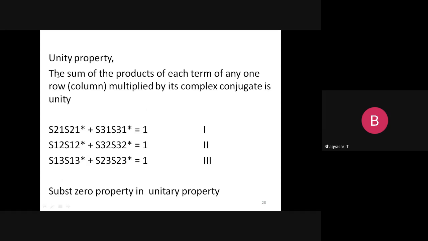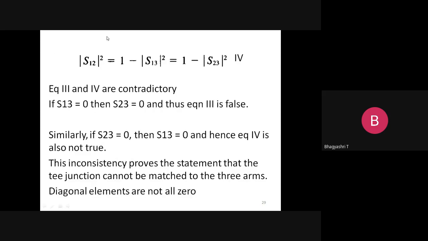Now the next property is the unitary property. In the unitary property, the sum of products of each term of any one row or column multiplied by its complex conjugate is unitary. Unitary means 1. So this is S21, sorry, S12, this is 1. Then S12 into S12 complex conjugate plus S32 into S32 complex conjugate is 1. So, substituting the zero property in the unitary property, this is my answer.